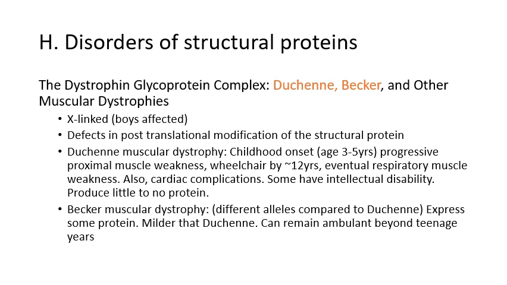Becker is a slightly milder variety. It's because of a different allele compared to the Duchenne, even though it is in the same gene. They do express some protein. It's milder than Duchenne. They can remain ambulant beyond teenage years.